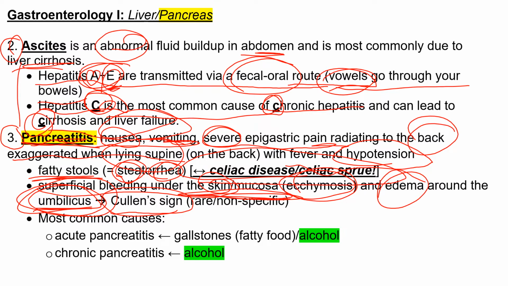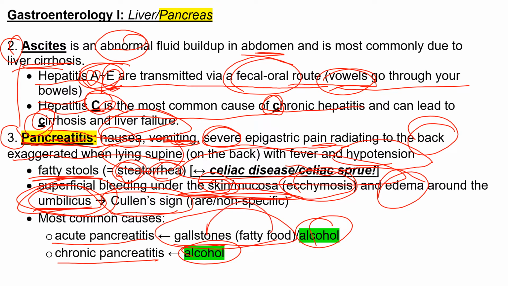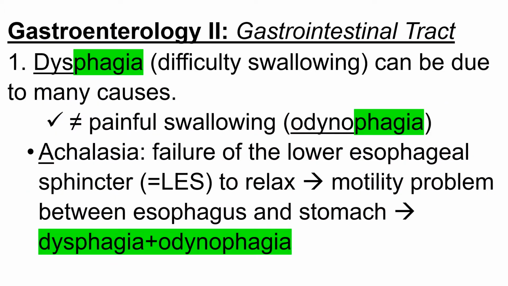Please know that acute pancreatitis and chronic pancreatitis are most commonly caused by alcohol. However, gallstones, and gallstones are obviously due to fatty food, are the most common cause of acute pancreatitis. Now let's do the gastrointestinal tract part 2.